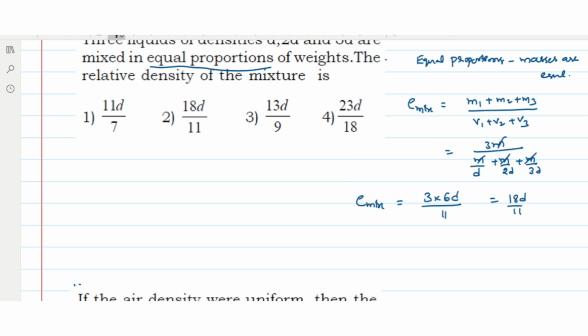Relative density of the mixture means density of the mixture by density of the water. Then the density of water is 1 gram per cc. Then obviously you get 18D by 11. So 18D by 11 is the correct answer.